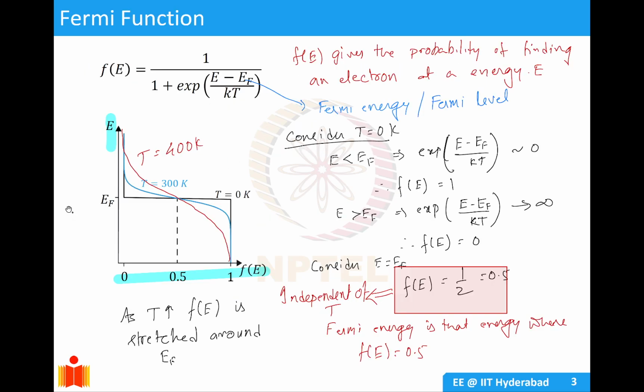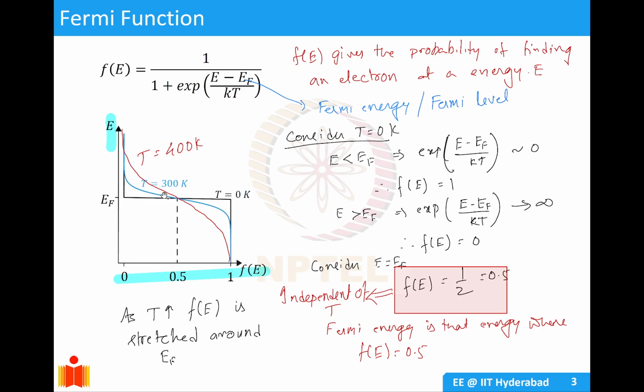So we will see here again the Fermi function. It gives the probability of finding an electron at a particular energy level E, and EF is called the Fermi energy or Fermi level. At 0 Kelvin, all the energy states below the Fermi level are completely filled, and all the energy states above the Fermi level are completely empty.